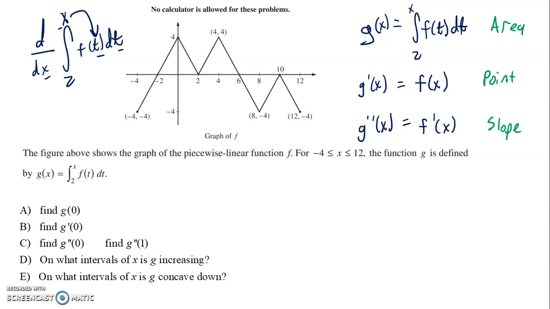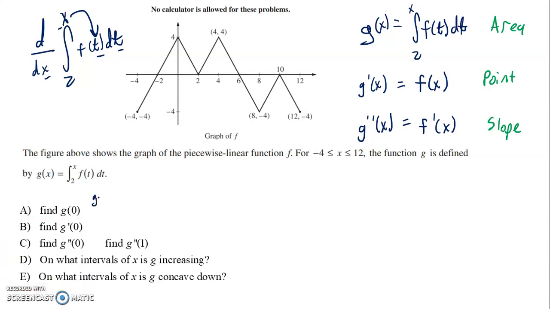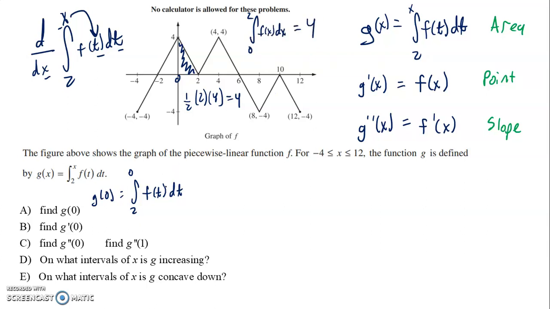All right, so to find g of 0, I'm going to say, well, g of 0 is the integral from 2 to 0 of f of t dt. So we're looking between 0 and 2, what's the area of this triangle? So the area of this triangle would be 1/2 times 2 times 4, which is just 4. Now, if I did the integral from 0 to 2 of f of t dt, that would be a positive 4.